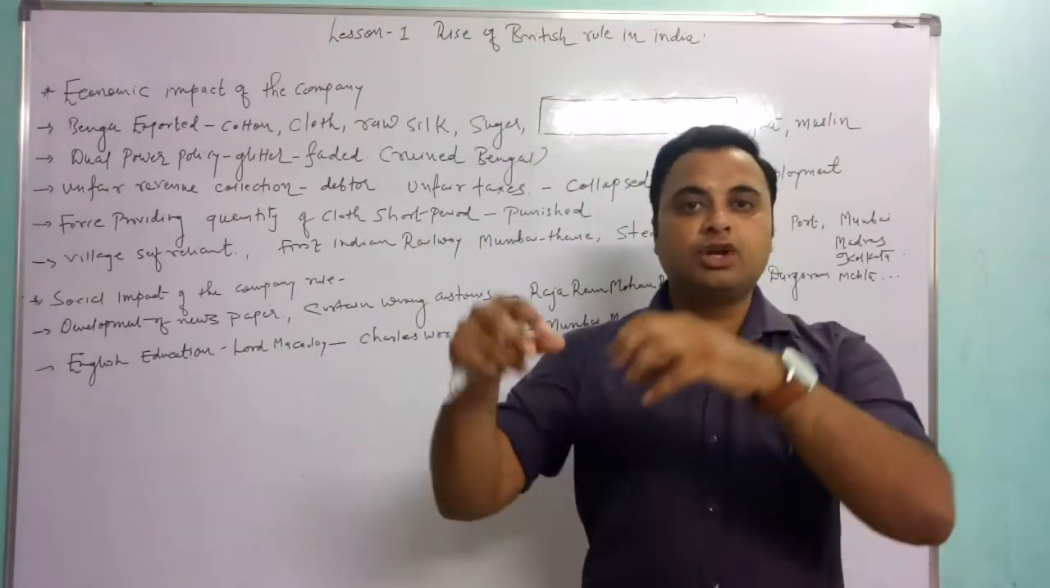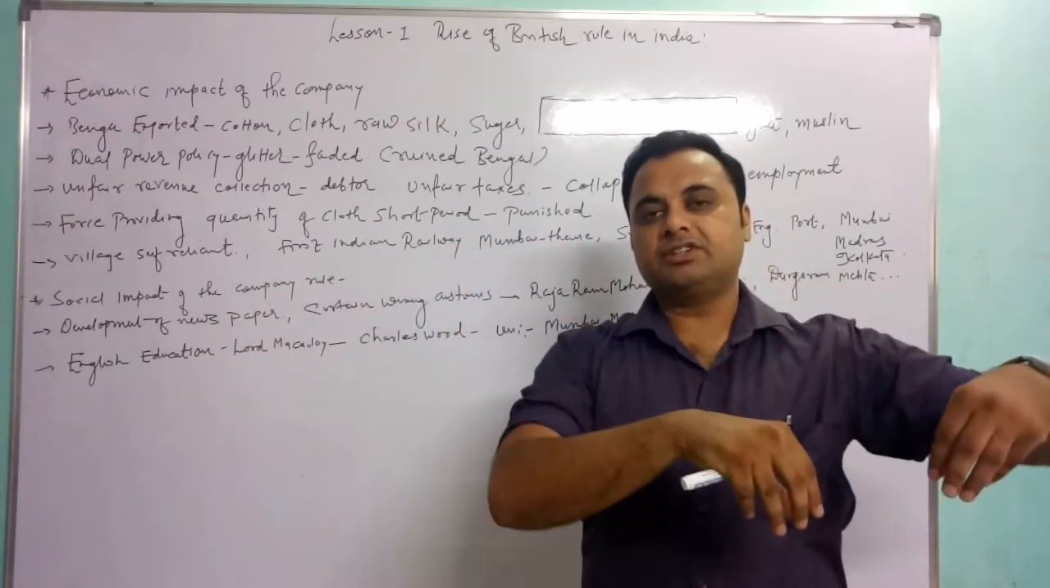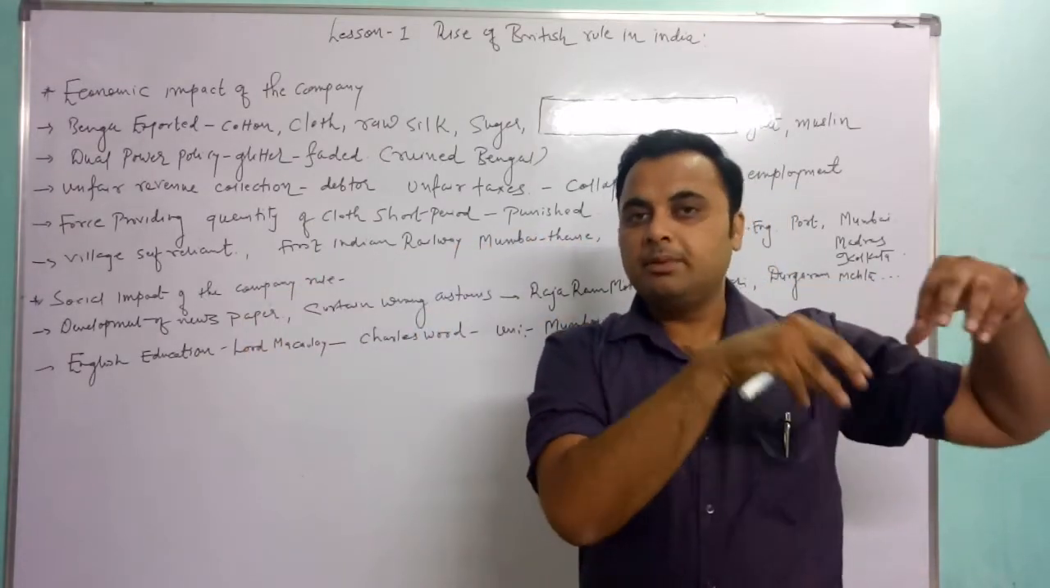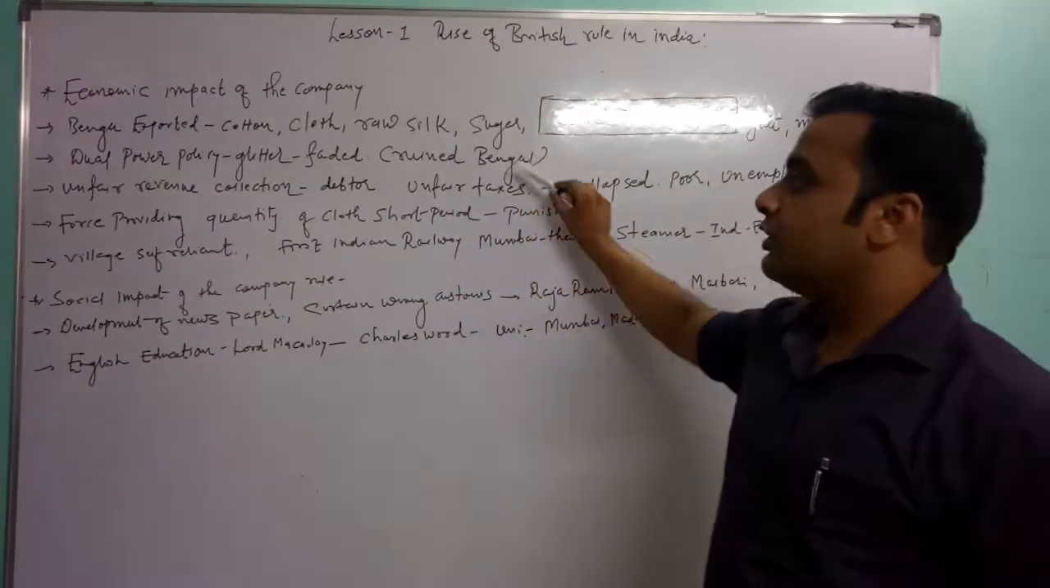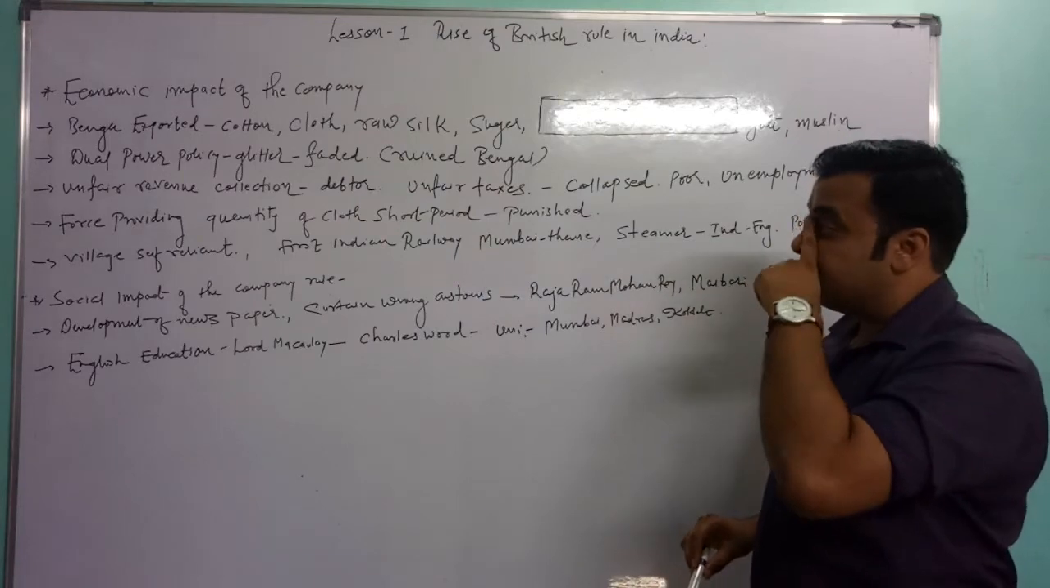Two types of ruling, Nawab and Britishers, but the Britishers had more power. Britishers had the power and no responsibility. So Bengal was ruined because of this dual power policy.